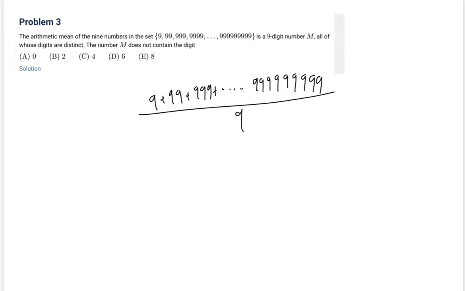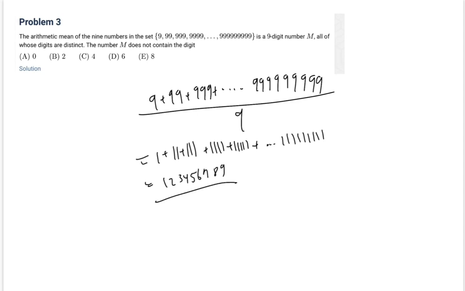This divided by 9 since there are 9 numbers. So do that: multiply and divide each one individually by 9. This is 1 plus 11 plus 111 plus 1111 plus 11111 plus all the way to 111,111,111. So this would be 123,456,789, and the only digit that is missing here is 0, so it is A.